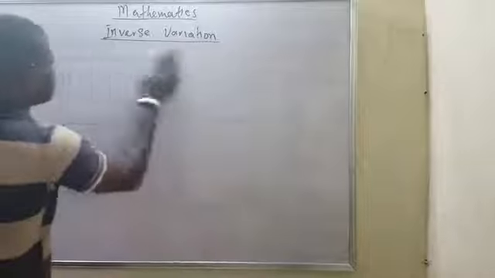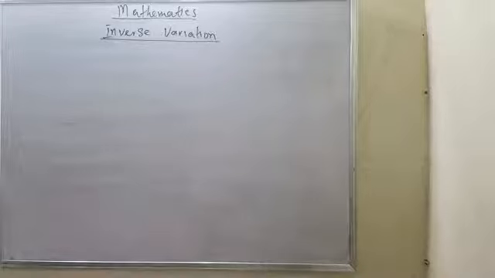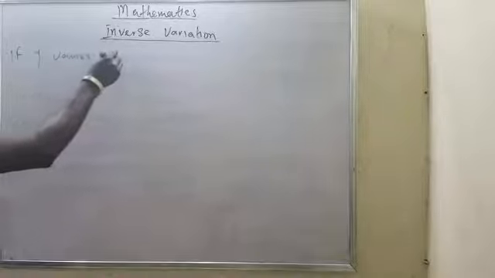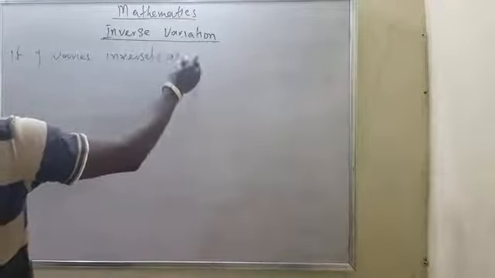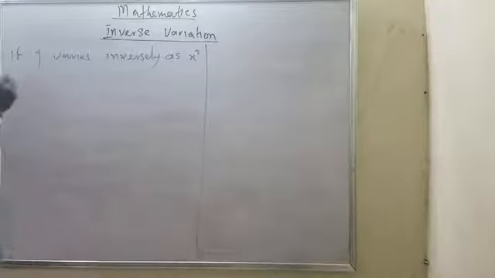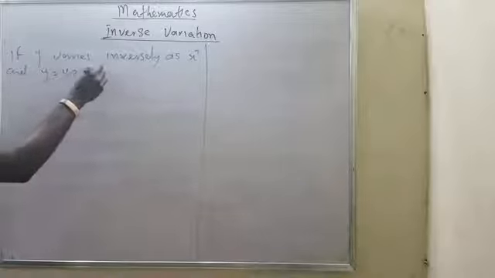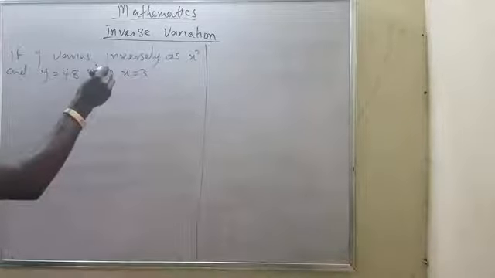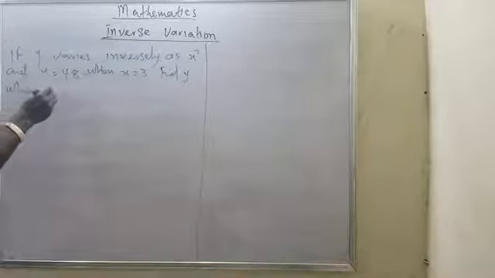Now, if I have this type of problem, for instance, somebody asks me: if y varies inversely as x squared, and y equals 48 when x equals 3, find y when x equals 4.